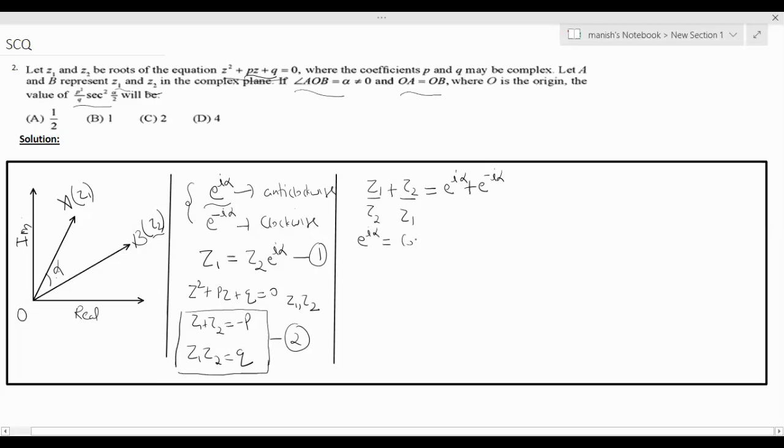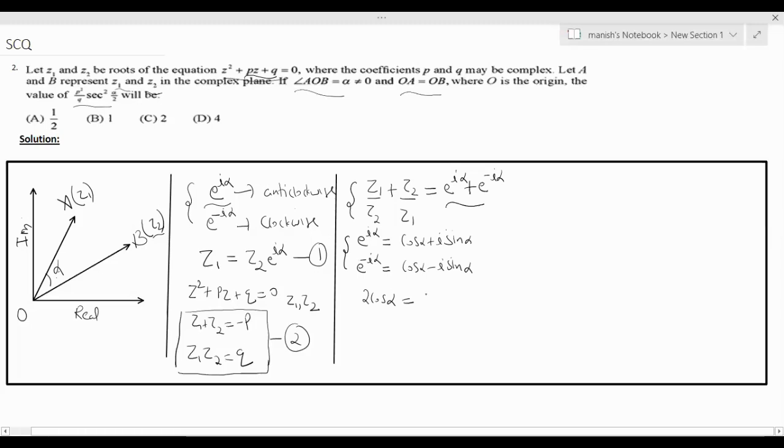We very well know that e power i alpha is actually cos alpha plus i sin alpha. This is known as the Euler form of a complex number, and similarly you know very well that e power minus i alpha is cos alpha minus i sin alpha. So with the help of this, if you add these two, your imaginary part is going to get cancelled, and you will end up only with the term 2 cos alpha. So I added these two and you are getting 2 cos alpha, and we need to simplify this to get the relation of P and Q as well.